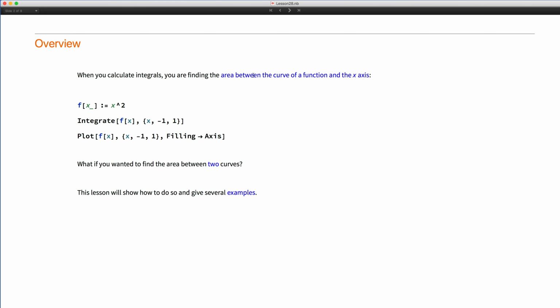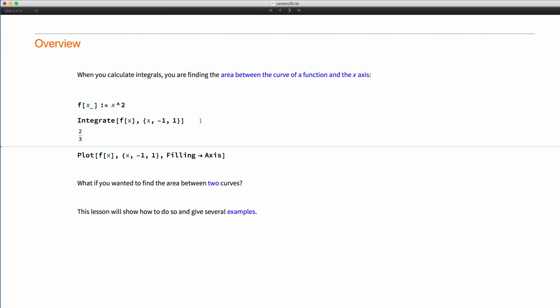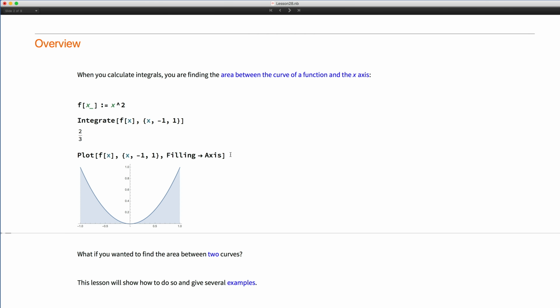When you calculate an integral, you're really finding the area between the curve of a function and the x-axis. For example, here's a function, and when you compute the integral for that function, what you're really doing is finding the area under the curve. In this case, it's the area between -1 and 1, which are the limits for the integral.